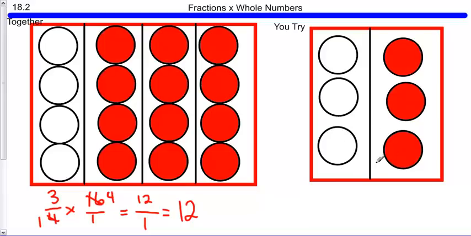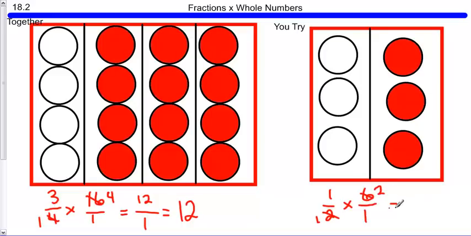So give the video a pause. Why don't you try this one and then unpause it and see how you did. So what we have is 1/2 shaded, times the 6 circles there are. I made 6 a fraction.